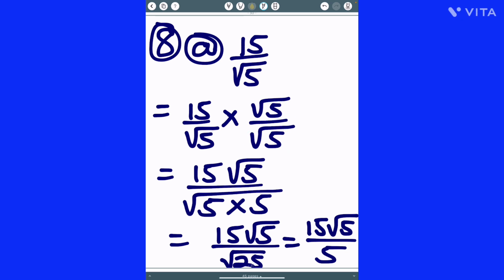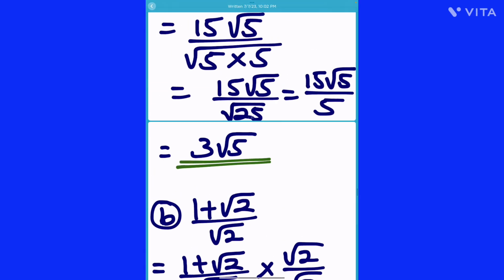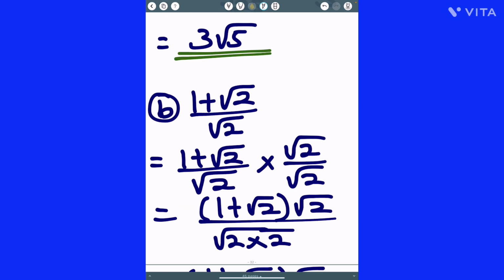So this will give us 15 times root 5, which is 15 root 5. Root 5 times root 5 is root 5 times 5, which is root 25. The square root of 25 is 5. So 15 root 5 over 5 will lead to 3 root 5. 3 in 5 in 15, 3. So we have 3 root 5 over 1 left, and that gives us 3 root 5.